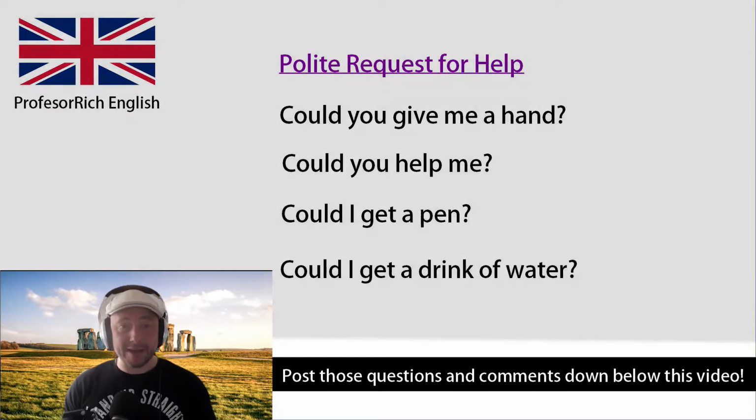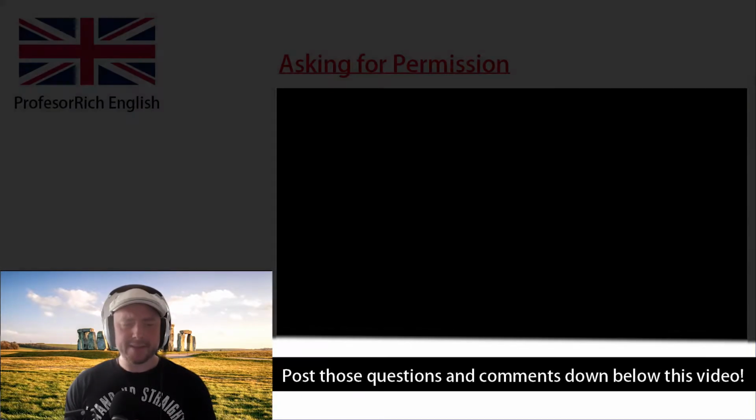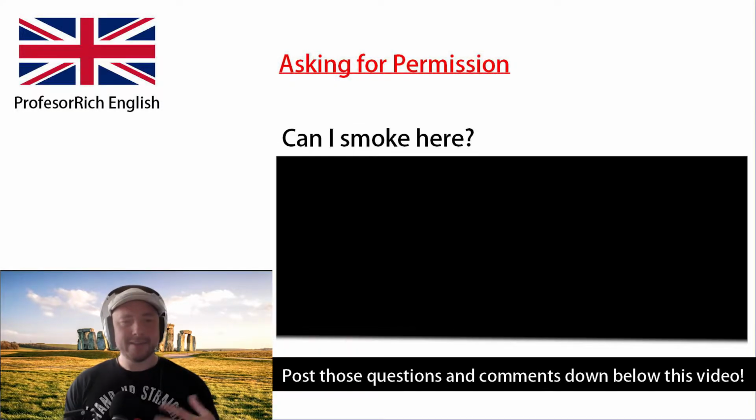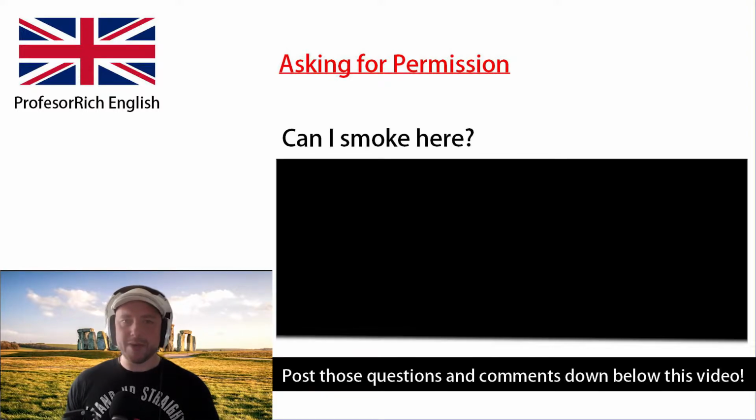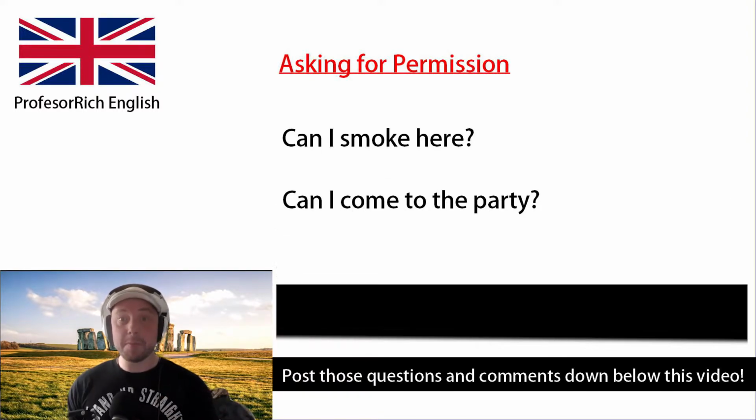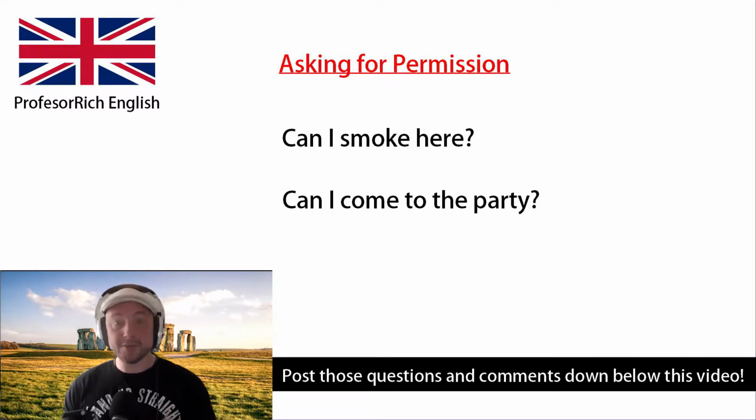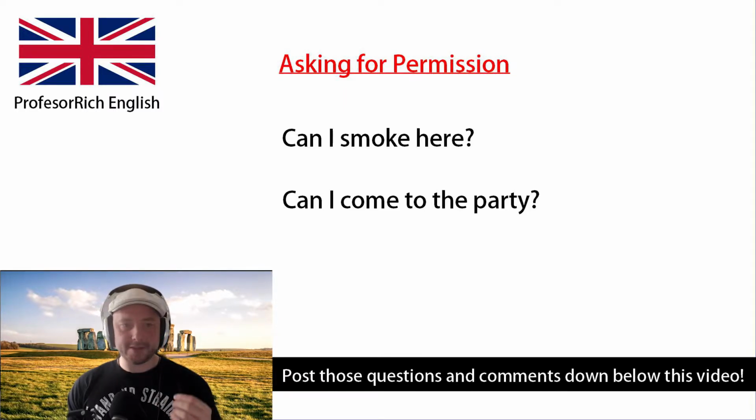For permission, in fact, we use can. Can I smoke here? Right? That's me saying, do I have permission to smoke here? Right? Can I come to the party on Tuesday? Do I have your permission to come to the party on Tuesday? Right? So permission, we use can. Could is a polite request for help in this circumstance.